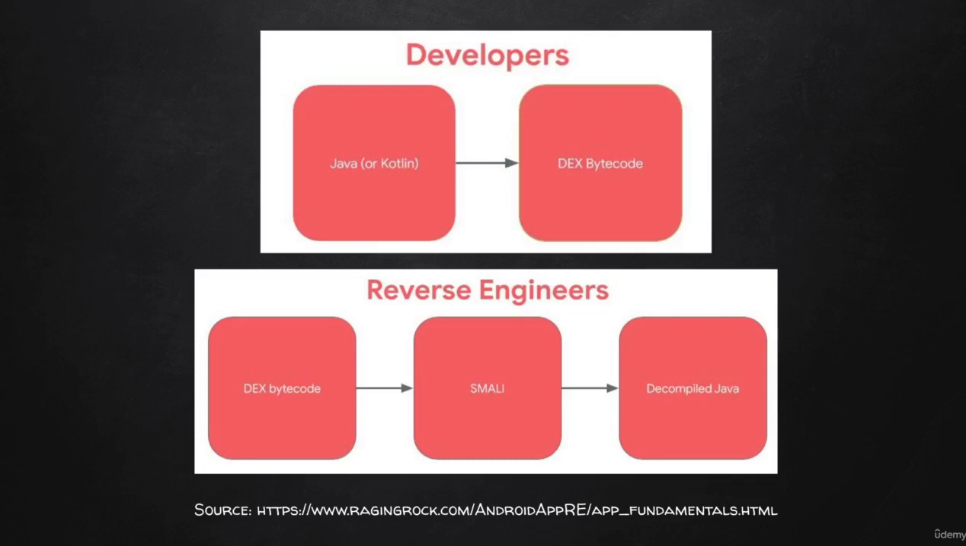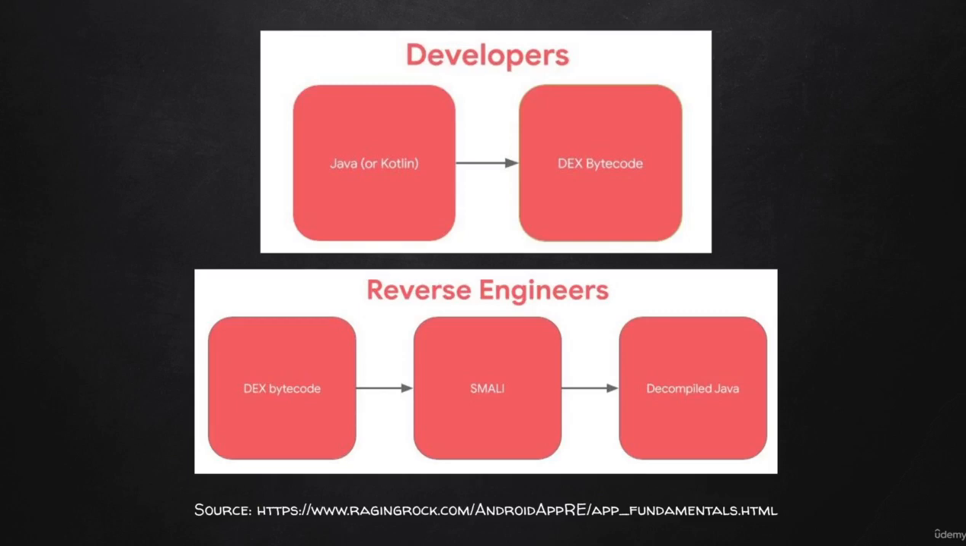So instead of the Java code being run in a Java virtual machine like the desktop application, in Android the Java is compiled to Dalvik executables, that is your DEX bytecode format. And if developers write in Java, the code is compiled to DEX bytecode. So to reverse engineer, we work in exactly the opposite direction.